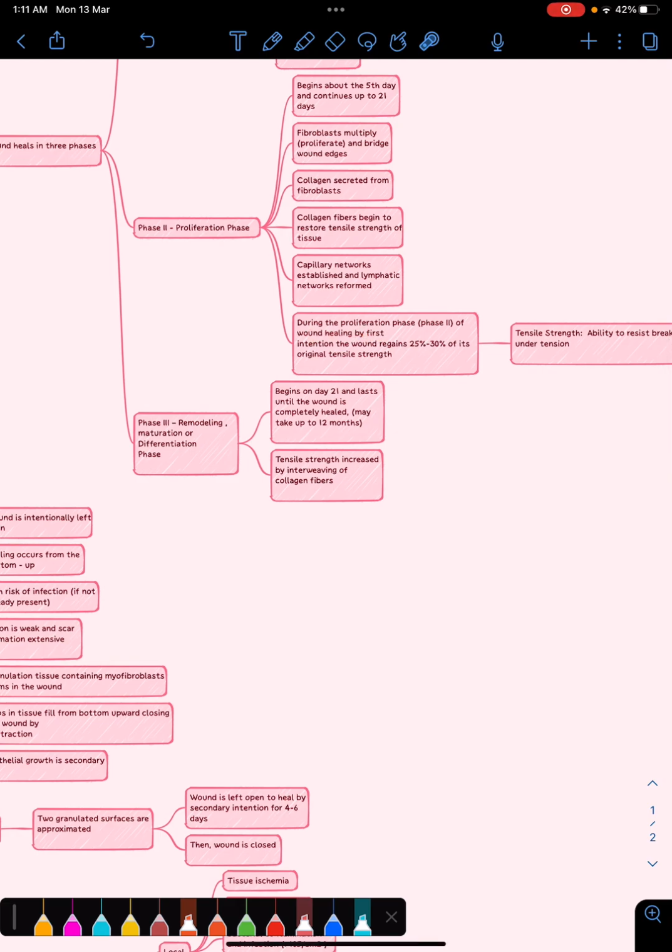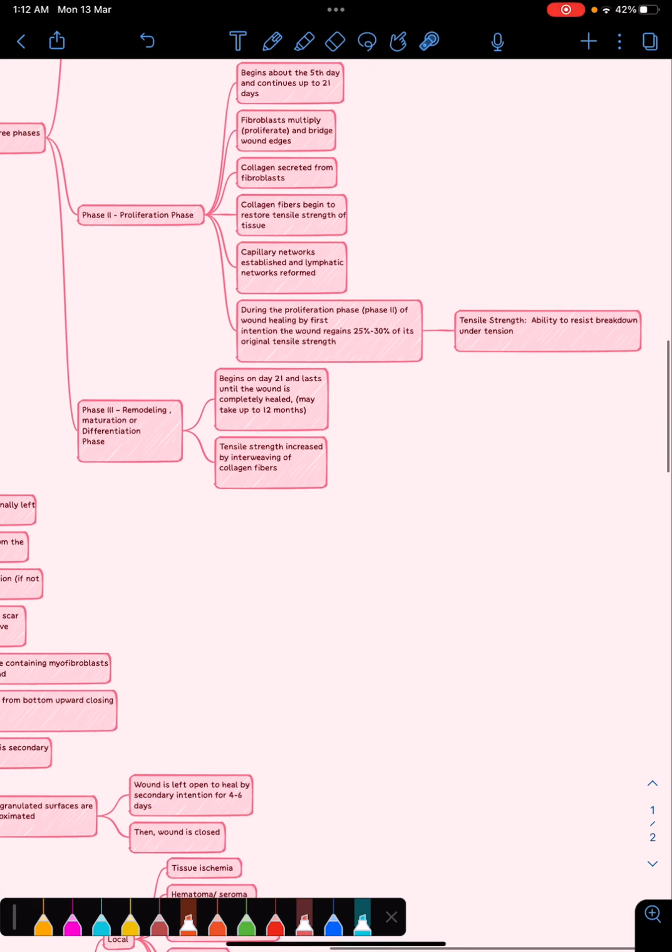During the proliferation phase, phase 2 of wound healing by the first intention, the wound regains 25 to 30% of its original tensile strength. What do I mean by tensile strength? It is the ability to resist breakdown under tension. So once you put tension on those edges, there's going to be resistance, and all of that 25 to 30% is established by the proliferation phase.